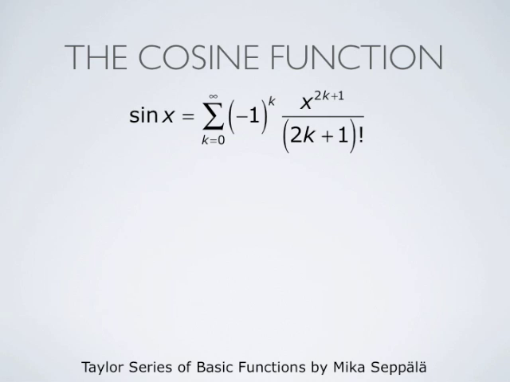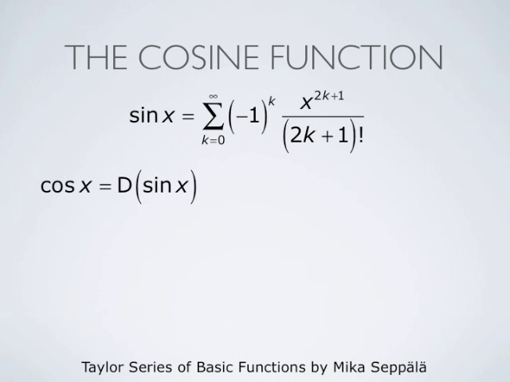To find the Taylor series for the cosine function at x equals 0, that is the Maclaurin series for the cosine function, start with the Maclaurin series for the sine function. Sine of x is now summation k from 0 to infinity, negative 1 to the power k, x to the power 2k plus 1 divided by (2k plus 1) factorial. And this series converges for all x. Now we know that the derivative of sine is cosine.